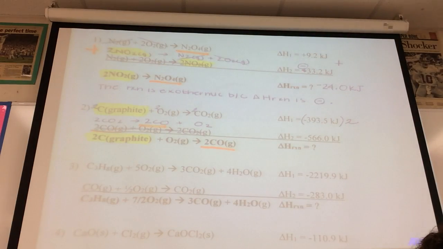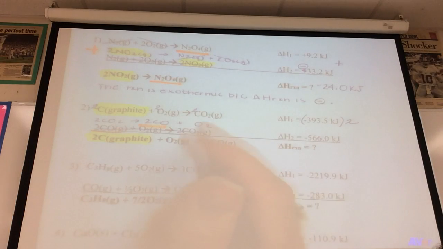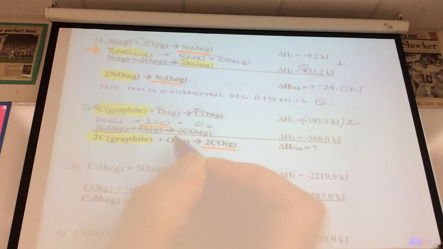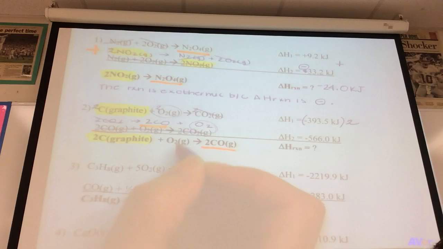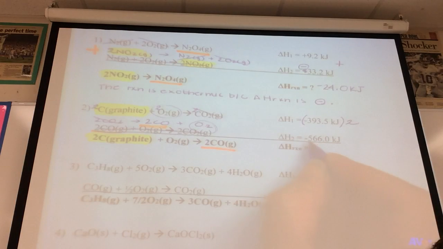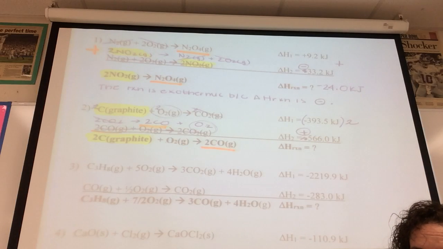And what can we cancel? Carbon dioxide goes bye-bye. We've got 2 O2 here and 1 O2 here. So 2 minus 1 is 1. So that's good. So now we just add them together. But I flipped this, so what should I have done to the sign? Make it positive, right? Negative times a negative is a positive.